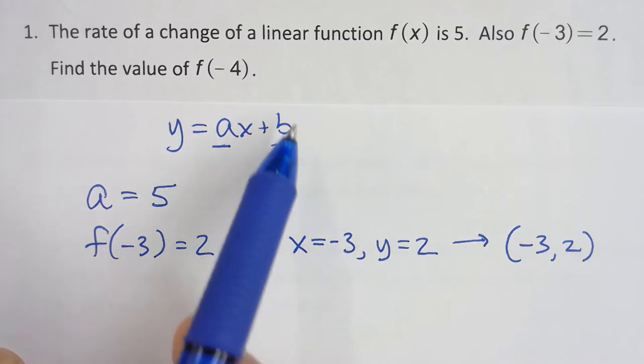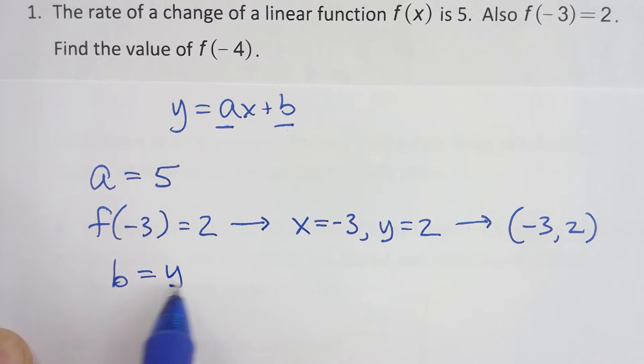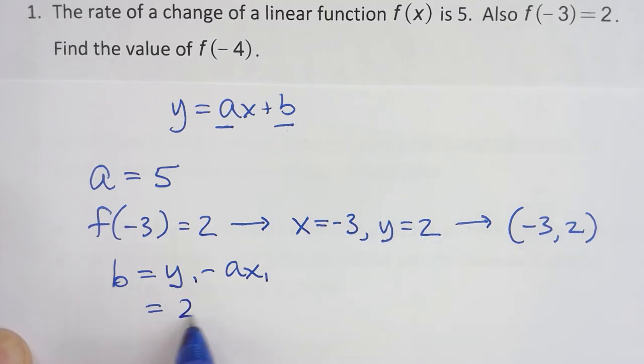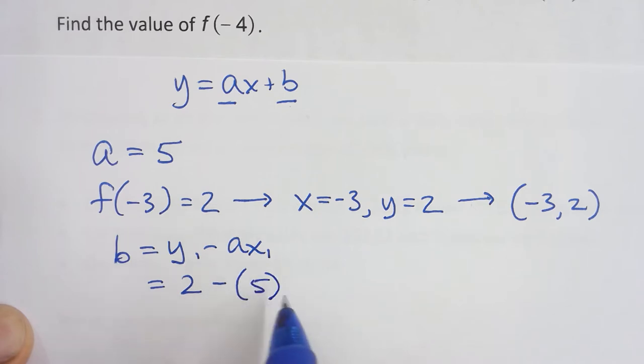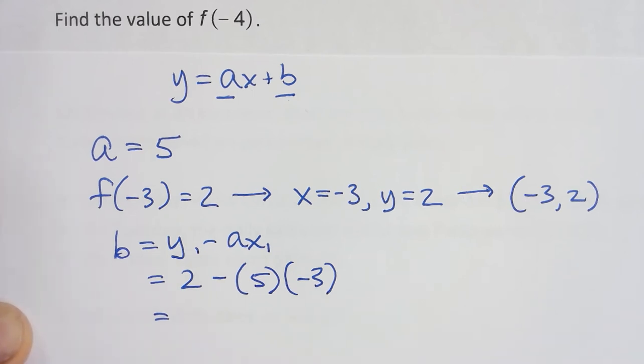How does that help us? Well, to find our b value, as we said in our lesson, our b value is y1 minus ax1. Our y is right there, 2, minus our a, which we found earlier was 5, and our x is negative 3. So that's what we want to do to find your b. Remember, for those of us who are doing your b differently, no problem. Just make sure you're able to show your work in your file. So we calculate. We get 17.